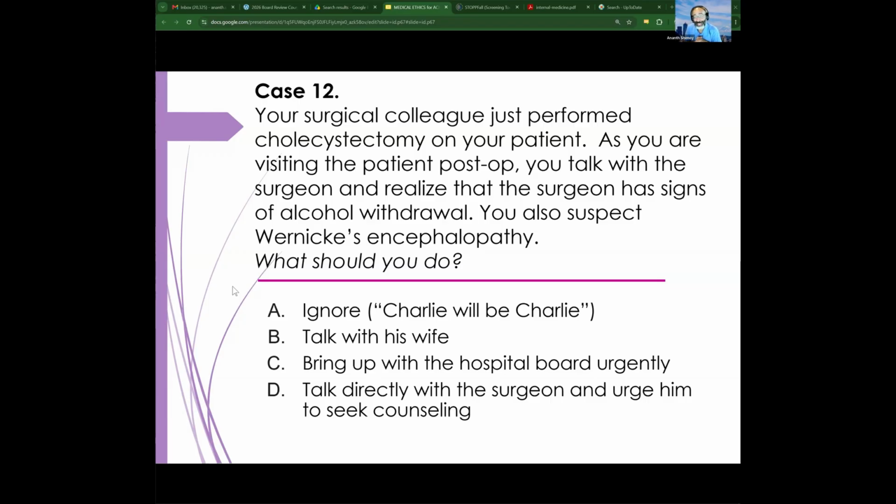Should you kind of ignore it? Charlie will be Charlie after all, and Charlie's a powerful surgeon. Should you talk with Charlie's wife? That is the surgeon's wife. Should you bring it up with the hospital board urgently, or should you talk directly with Charlie and urge them to seek counseling?